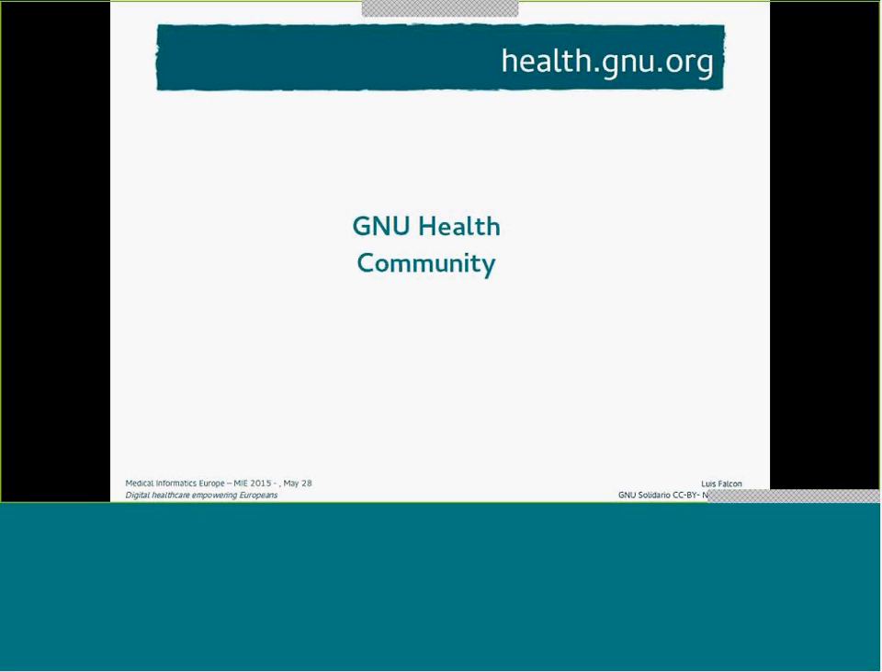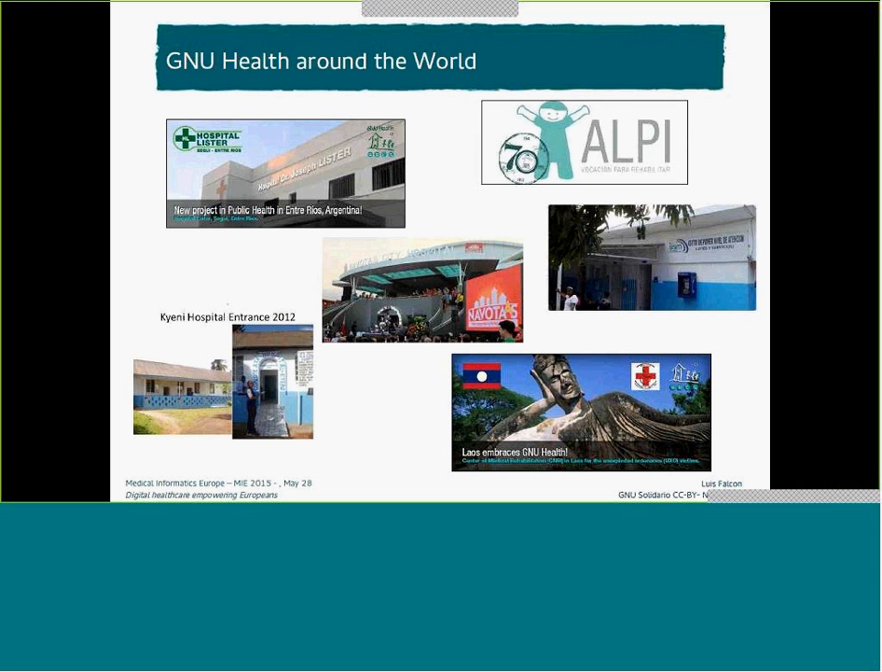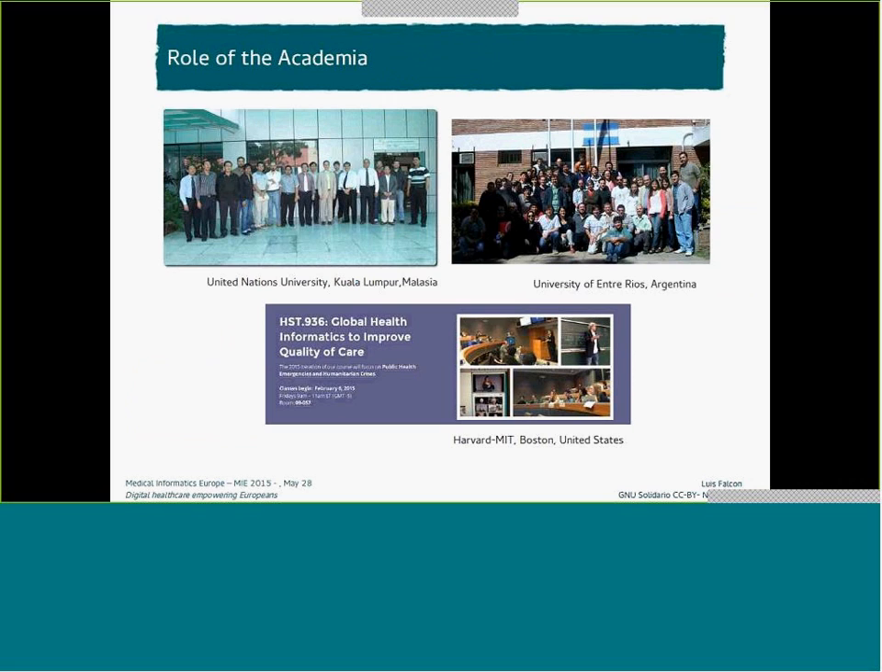And the slides, I'm just going to go through them quickly because I've just placed, as you can see here, a wall of countries: the Philippines, which has just started, Kenya, Argentina, Dominican Republic, Jamaica, Laos, etc. And then we see the role of academia: the United Nations University in Kuala Lumpur, Harvard and MIT in Boston, the University of Monterrey, Kyoto University, and so on.